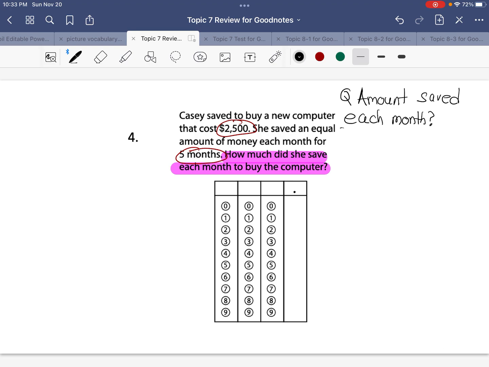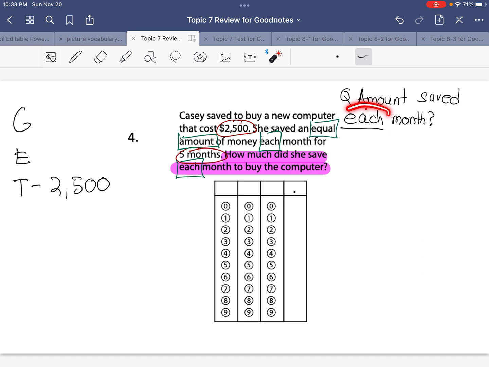And because I have "each" in there, I'm going to underline it. And now I'm going to box in my keywords. I have that word again, equal amount, each. Okay, each again. And I'm going to do my get. So my groups, my each, my total. My total is 2,500. My each, if I read my question, amount saved each month.